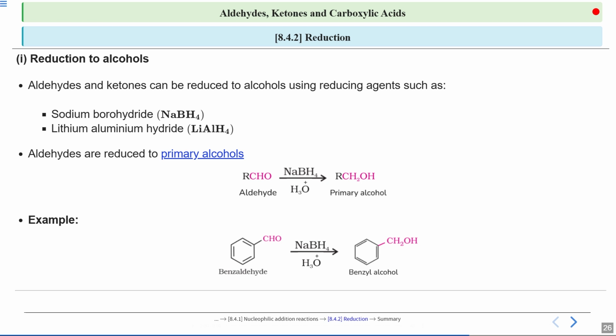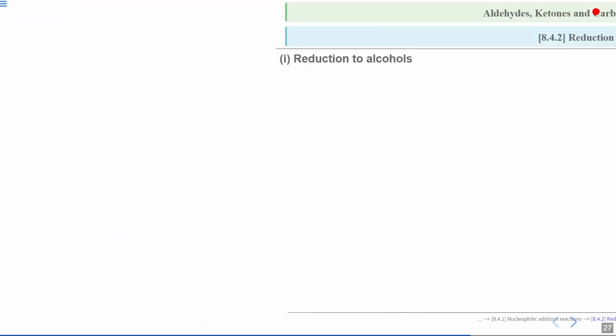So if you look at the example, this is benzaldehyde, which is a primary aldehyde. When you treat it with sodium borohydride, you get benzyl alcohol, and this benzyl alcohol is also a primary alcohol because the carbon to which the OH group is attached is further connected by one carbon atom only. So this is benzyl alcohol. In benzyl alcohol, the carbon to which your OH group is attached is directly attached to a benzene ring.